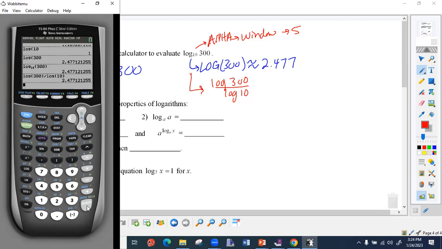Okay, all right. So this will be our stopping point.